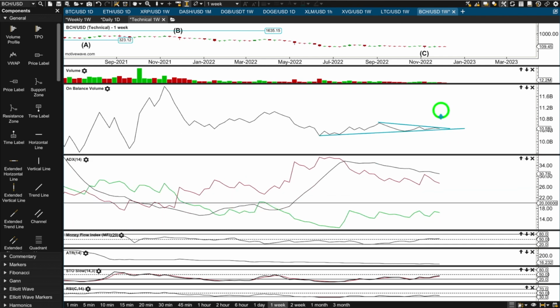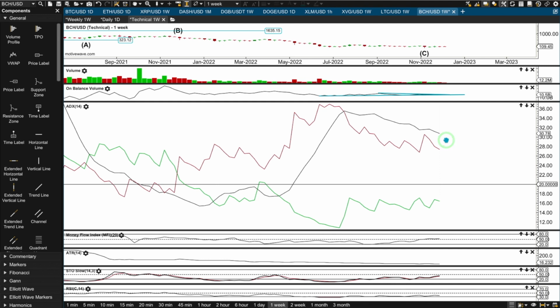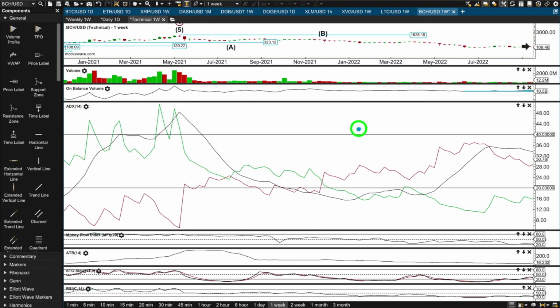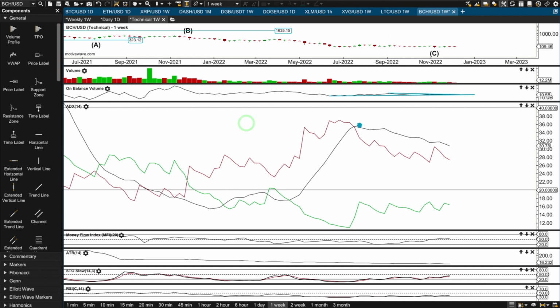ADX is declining. There is no clear trend. The previous downward trend reached extreme, but not very extreme. The previous upward trend reached very extreme. The downward trend just reached extreme.